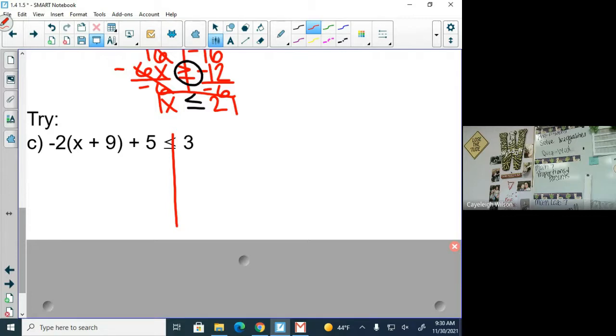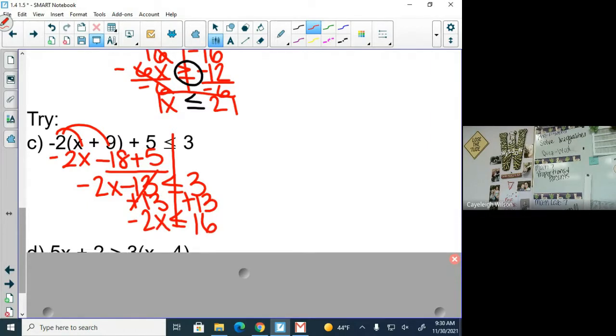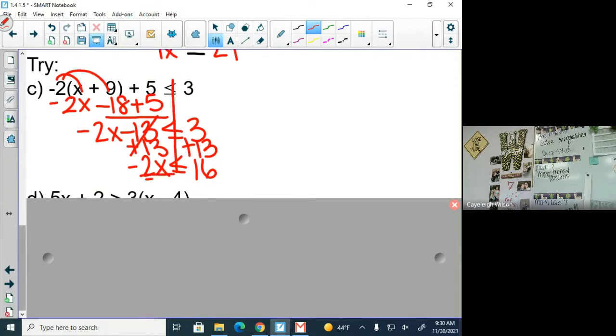All right, so distribute. Negative 2 times x is negative 2x. Negative 2 times 9 is negative 18. I do have some like terms. Negative 18 plus 5 is negative 13. After that, it's 2 steps, so I'll add the 13. So that's negative 2x is less than or equal to 16. And then I'll divide by negative 2. Oh my goodness, I said I'm dividing by a negative. I better flip my sign.